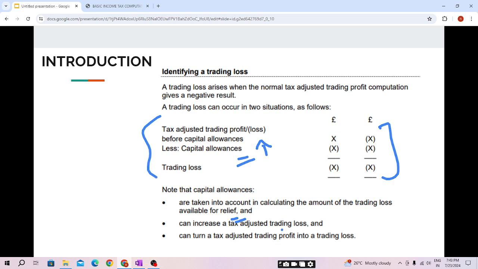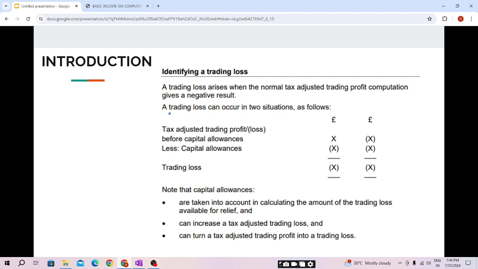Capital allowances can increase a tax adjusted trading loss. They can also turn a tax adjusted profit into a loss. Here, before adjustment of capital allowance we had profits, but after adjusting we had a loss. And before adjusting capital allowance we already had a loss, after adjusting the capital allowance we have even more loss.